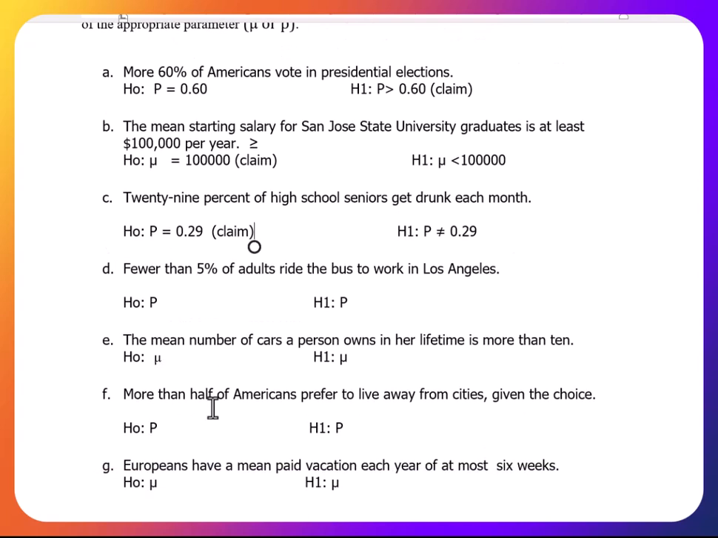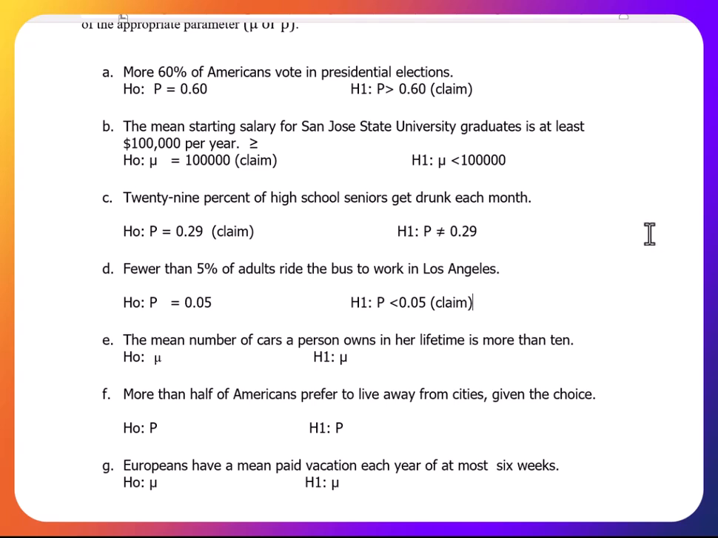Next one, fewer than 5%. This is a proportion. Anything that has to do with percent, guys, is a proportion. It's not a mean. So you have to use the simple P for probability, percent, proportion. Fewer means less than, and you know less than has to be in the alternative hypothesis. And that will be an equal. And the claim again is in H1.